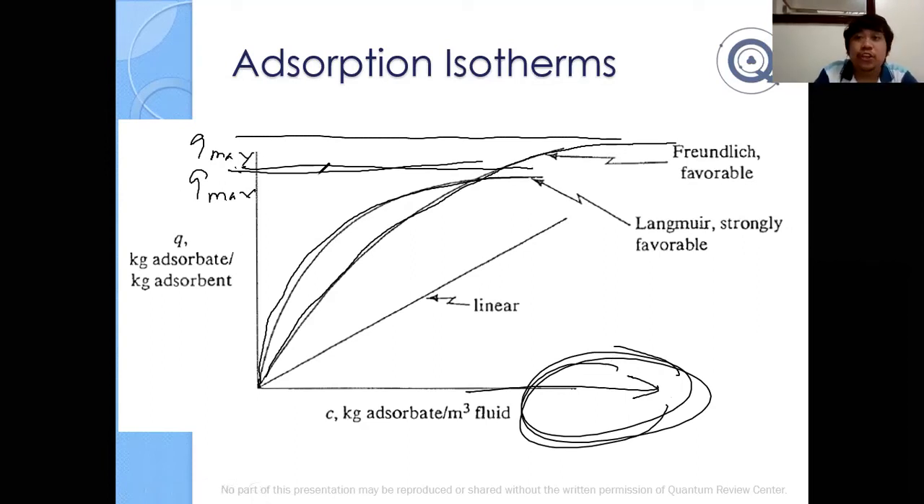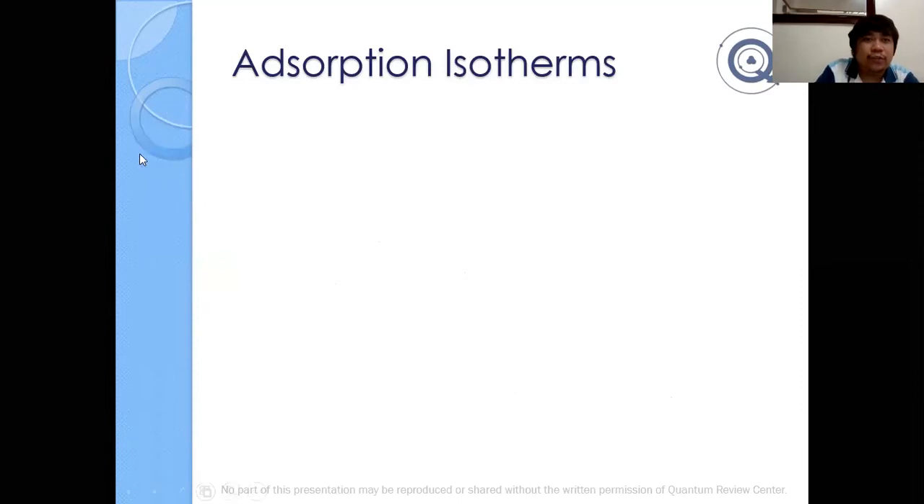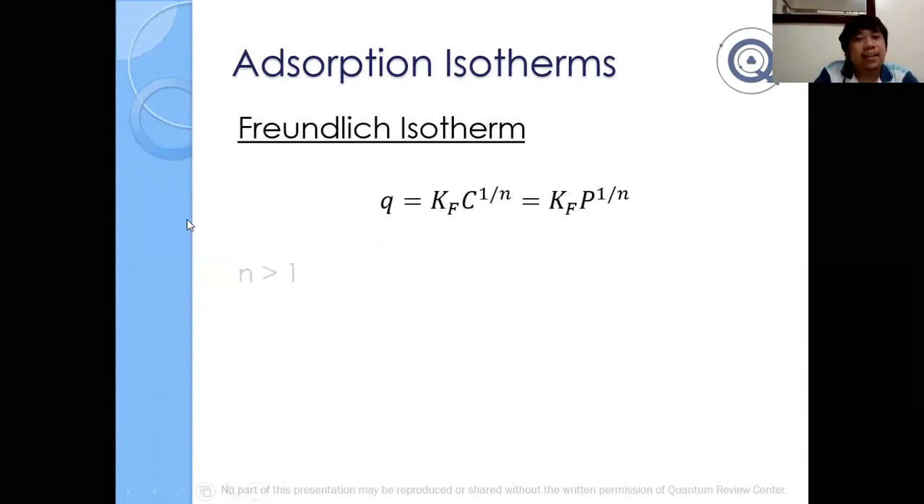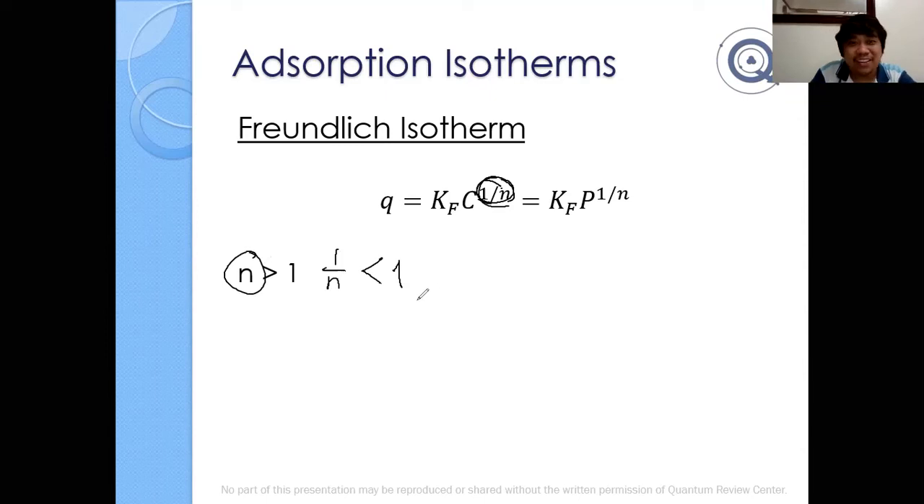Next. That's what I just want to emphasize. Because in our next slide, okay? For the Freundlich isotherm, your N must be greater than 1. Now, guys, this exponent, 1 over N, must be less than 1 if your N is greater than 1. Right? That's how it is in mathematics. Simple arithmetic. Okay? Now, why should the value of the exponent, 1 over N, be less than 1?